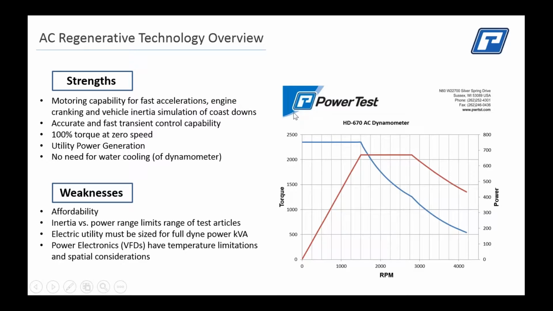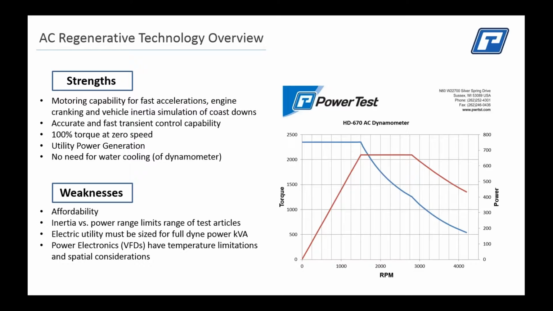Benefits are it's what's called 4-quadrant, so we can actually motor or drive as much as we could absorb. This helps in fast transients where you need to have an engine or a unit under test see significant accelerations or decelerations. And it also allows us to take that power that's absorbed and turn it into electricity, eliminating the need for cooling water.